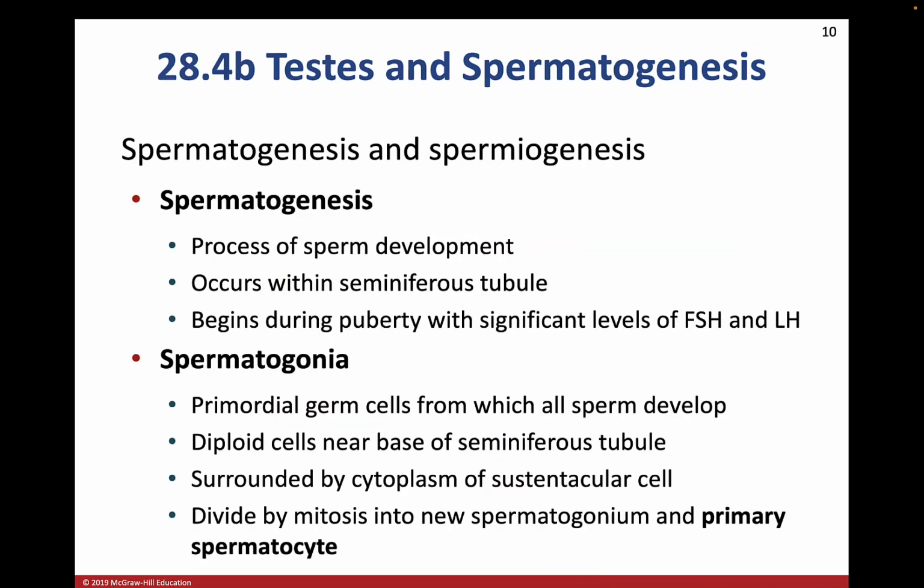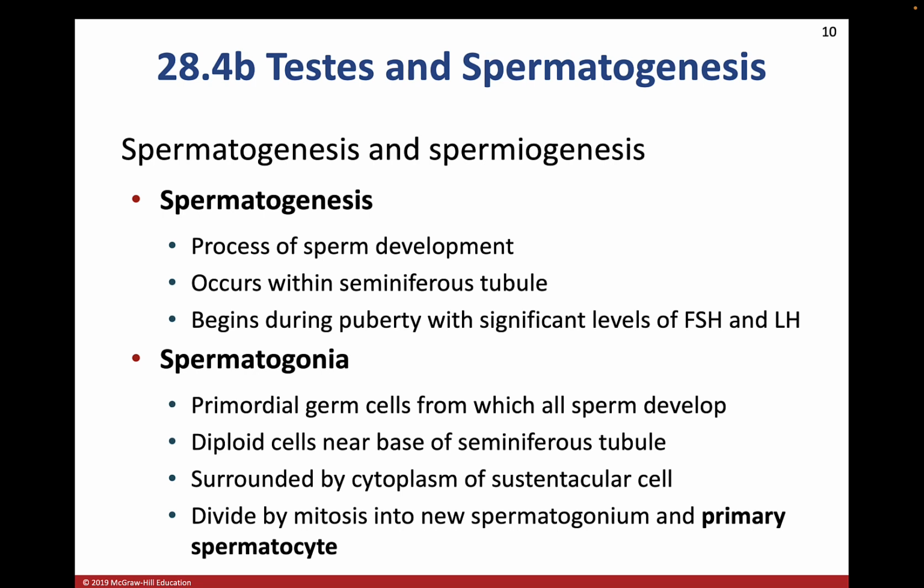Now, the next topic we're going to address is the process of spermatogenesis. Remember, this takes place within the testes. Spermatogenesis is the process of sperm development. It occurs within the seminiferous tubules. It begins during puberty and is due to the rise of follicle-stimulating hormone and luteinizing hormone.